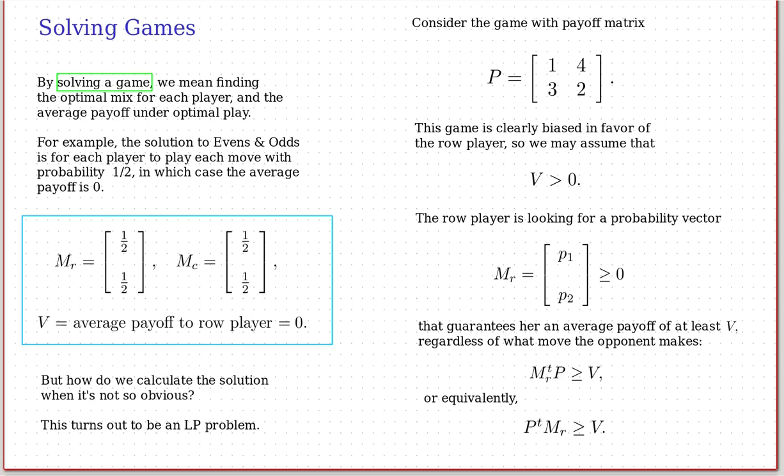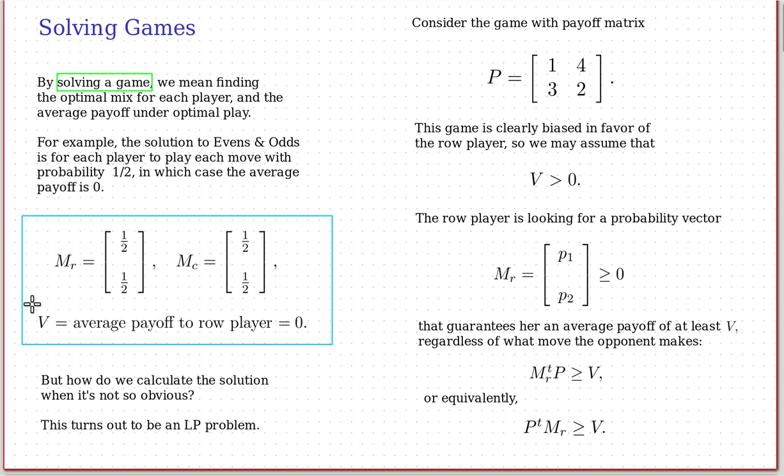Hi folks, in this video I'm going to talk about how to actually solve a game that's given to you as a payoff matrix. That is a zero-sum game that's given to you in the form of a payoff matrix, how you can actually find the optimal mixes for each player to use, and also the average payoff that results when each player uses their optimal mix. Right? So the average payoff to each player.